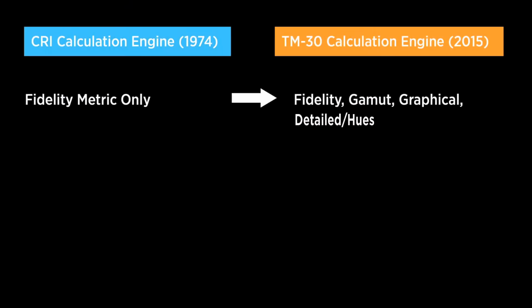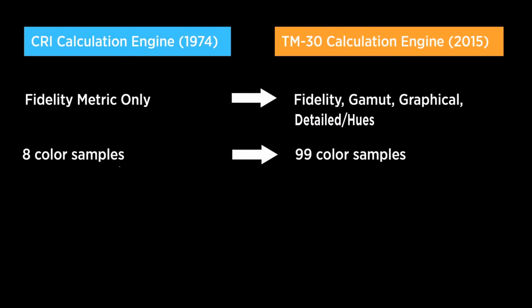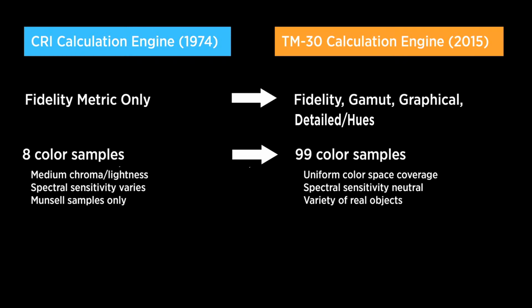Now, on top of those differences in the outputs, there's also a lot of differences in the calculation engine. That's the under-the-hood part of the metric. So we have a new set of color samples, 99 instead of 8. We have new color spaces, the areas where we're performing the calculations, so the system we're using. And that really improves the accuracy of the calculations and makes them more appropriate and more representative of real-world environments.